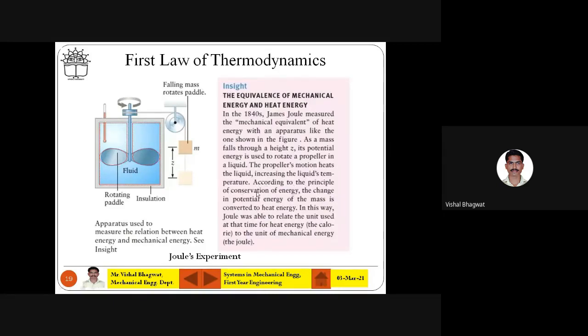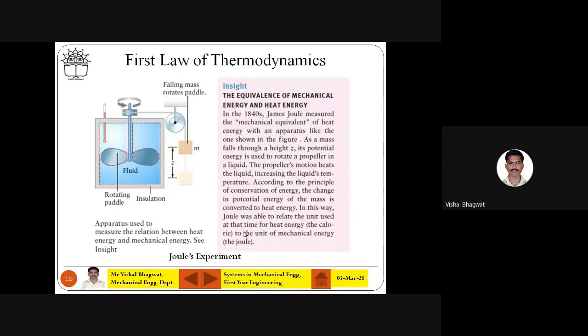According to the principle of conservation of energy, when the mass goes from this position to this position, up and down, the change in potential energy of the mass is converted to heat, and this way Joule was able to relate the unit used at that time for heat energy, that is the calorie.